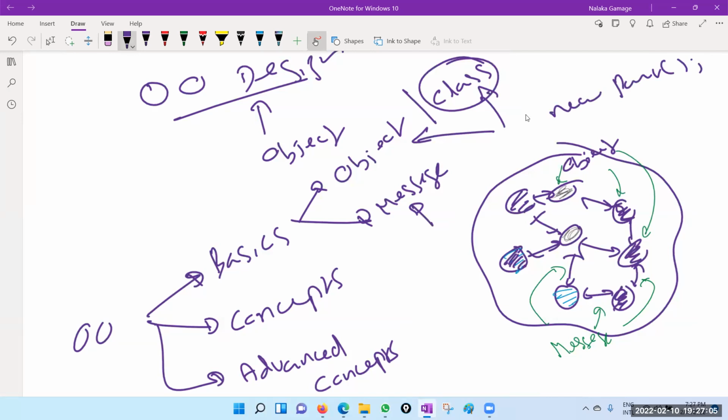So if you don't understand object-oriented concepts, or if you don't have the confidence in developing software using object-oriented concepts, don't ever think of going into the software development field as a software developer, okay? Because you are completely lost.